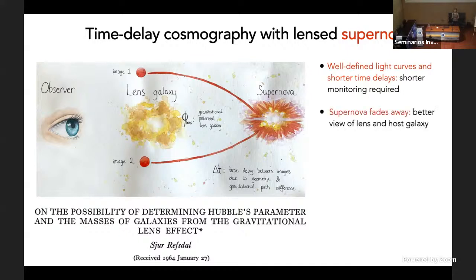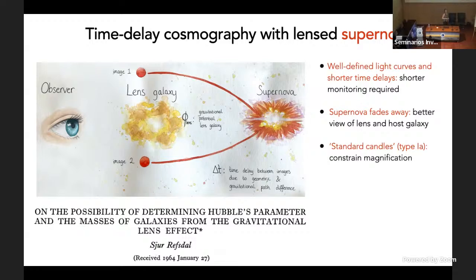Secondly, when a supernova fades away, I mean, this is a bit of a curse and a blessing, because of course it means you have to catch it before it fades away. But when it does, it allows you to study the lens and the host galaxy in more detail. For quasars, this is a problem because the quasar is always there, it's very bright, and often it outshines the host and lens galaxies. But there's a lot of information there. So you can use that to constrain better the mass profile.